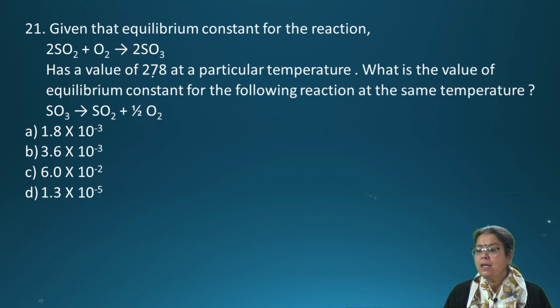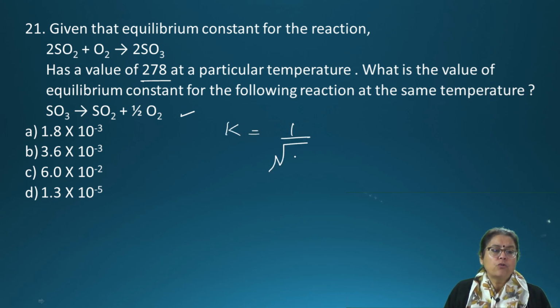Question number 21. Given that equilibrium constant for the reaction 2SO2 + O2 ⇌ 2SO3 has a value of 278. अच्छा, K की value दी है 278 at a particular temperature. What is the value of equilibrium constant for the following reaction? तो अब ये reaction reverse हो रही है. So what is going to be, reverse भी हो रही है और divided by 2 भी हो रही है. तो जो नया equilibrium constant होगा that will be 1 upon under root of K, या K dash is equal to 1 upon under root of K.